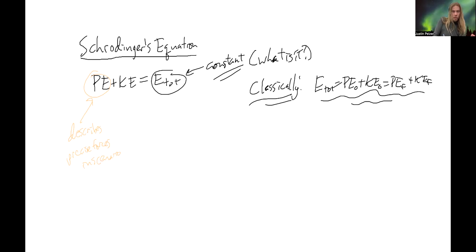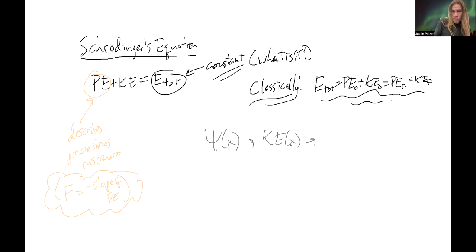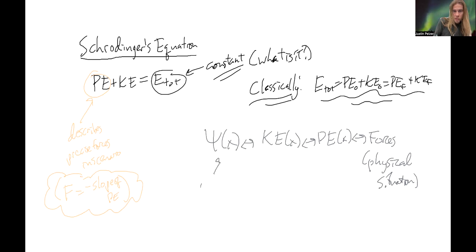So remembering that force is the negative slope of potential energy. And that's really important. So we're going to do it in this order of operations. That psi of x, right, gives you kinetic energy, which gives you the potential energy, which tells you the force, which means this is your physical situation. This is what's actually happening. But the forces also determine the potential energy, which determines the kinetic energy, which determines this, which is like the probability of finding a particle.